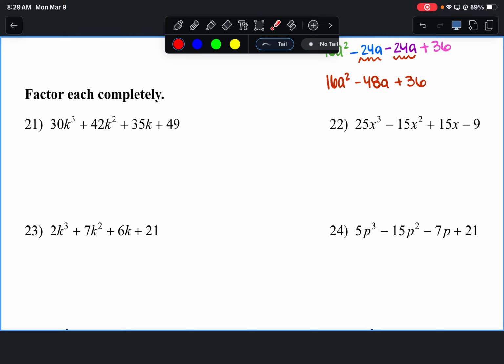greatest common factor. Once we check for a greatest common factor, our next steps are determined by how many terms are in the problem. So if it is 2 terms, we check for a GCF, check for a difference of squares. If it's 3 terms, we look at the trinomial. A is 1, we can use a shortcut. A is greater than 1, can we use a shortcut? No, we have to factor by grouping. 4 terms, we always factor by grouping.